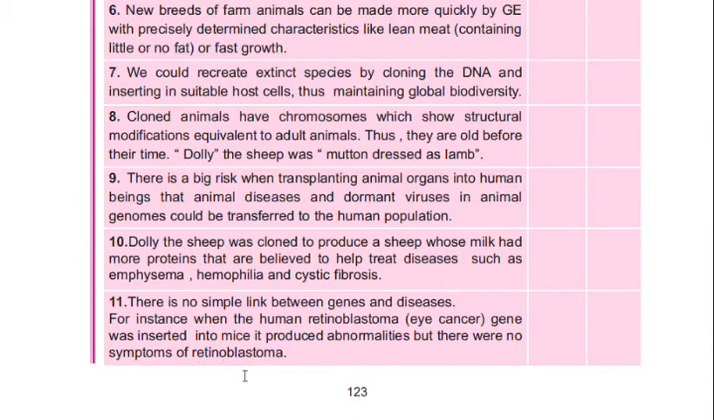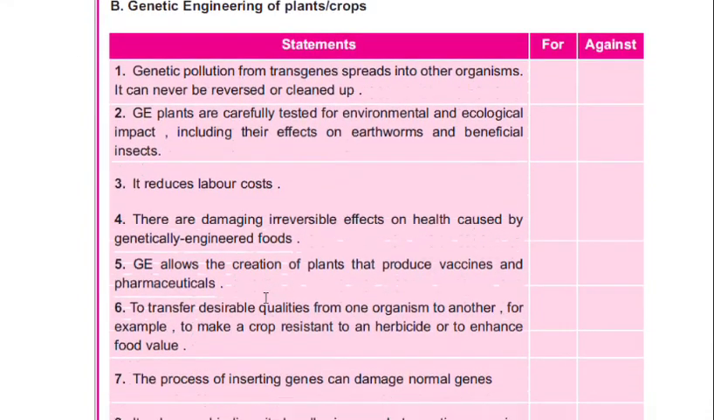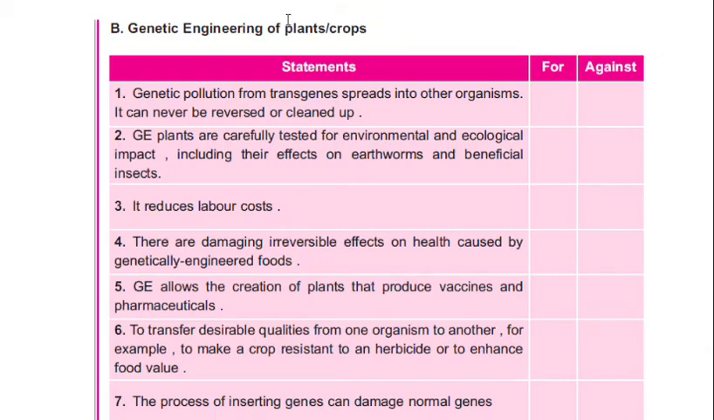Moving on to the last page of that section, genetic engineering applied to plants and crops. In one, genetic pollution, again, we're going to talk about whether these statements, not our own opinion, are for or against genetic engineering. So genetic pollution from transgenes spreads into other organisms. It can never be reversed or cleaned up. If we make modification on genes, that will cause genetic pollution.